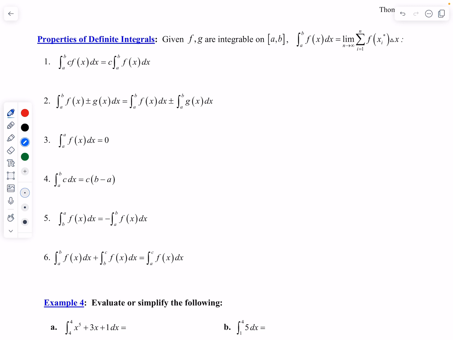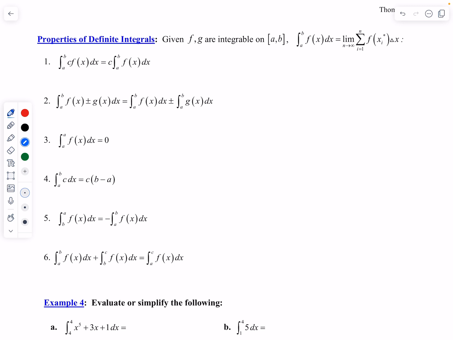So the first property, if you're integrating from a to b of a constant times f of x, I can kick the constant out and integrate the function from a to b. Second property, if I am integrating from a to b of the function f of x plus or minus the function g of x, so basically we're talking about polynomial functions, then we can integrate each piece. So the first one, I integrate from a to b of f of x dx plus or minus the integration from a to b of g of x dx.